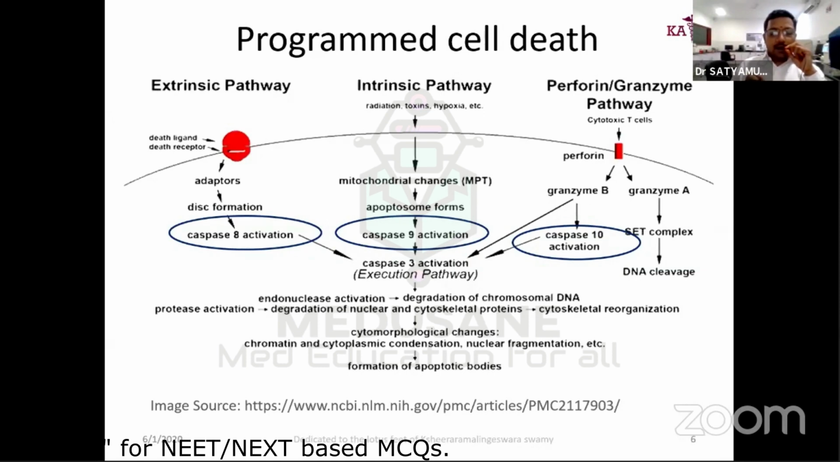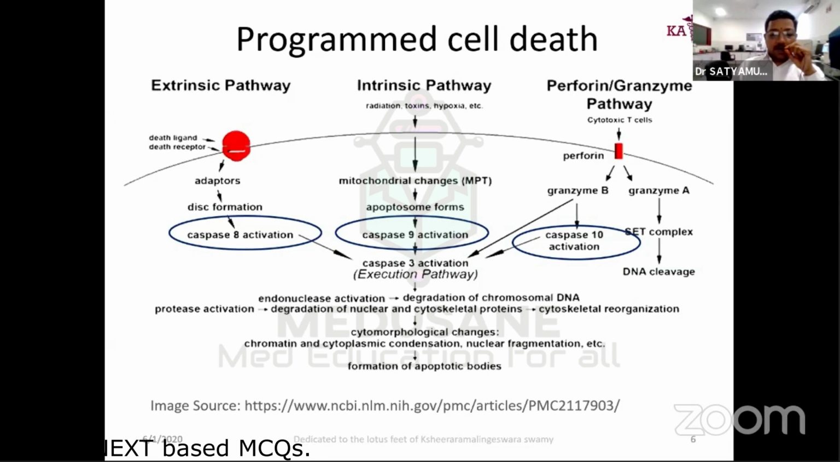So the first point is the number of pathways: extrinsic, intrinsic, and granzyme pathway. The second point is what organelle is involved, it's mitochondria. And the third point, what are the enzymes involved? Caspases. You name a caspase: caspase 8, caspase 9, caspase 10, caspase 3. These are the different caspases which are activated in a programmed cell death pathway.